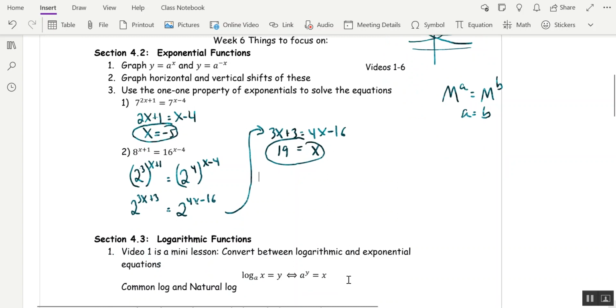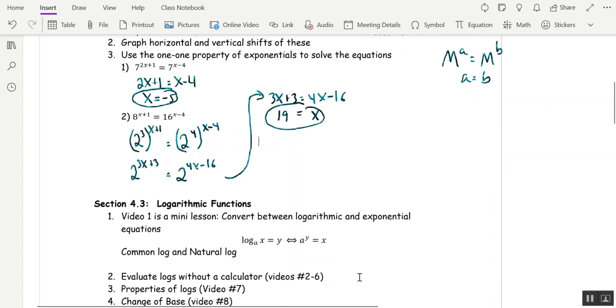Section 4.3 talks about logarithms. Video 1 you should watch. It's a mini lesson on logarithms, what they are, and how to convert between the exponential form of an equation and a logarithmic form of an equation. In a nutshell, it's right here: log base a of x is y if and only if a to the y equals x.